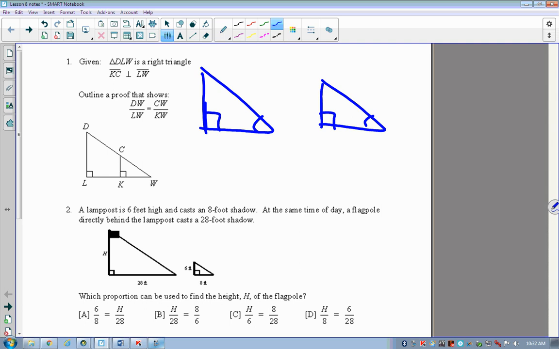So what do I know about angle D and angle C? Does anybody know? What do I know about angle D and angle C? How do you know they're congruent? I hear people whispering things. Okay, Draven's got his hand raised. How do I know that they're the same? How do you know they're similar triangles?